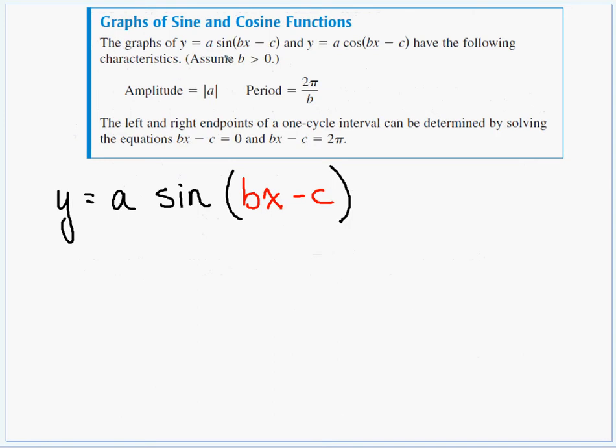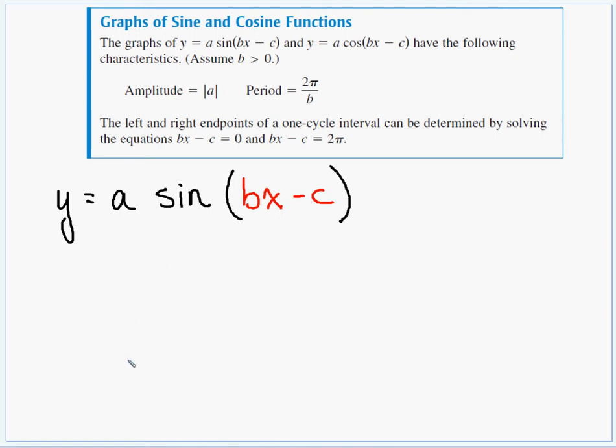So the graph of a sine bx minus c, and the same for cosine, have the following characteristics. The amplitude, the absolute value of the number in front of the trig function. Period, 2 pi divided by the number in front of x. And now the new stuff is here at the bottom. The left and right endpoints of one cycle of the interval can be determined by solving these equations.